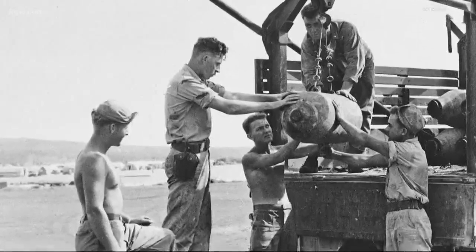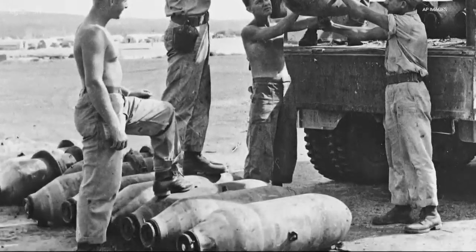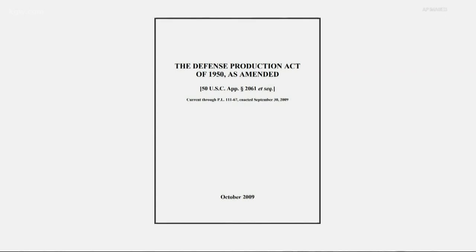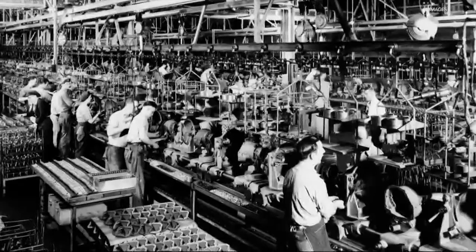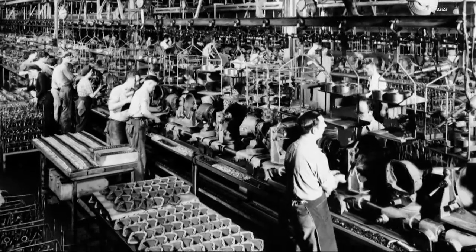When the Korean War broke out, the Truman administration decided they needed something like that again, so they came up with the Defense Production Act of 1950. Basically, it lets the president force businesses to make products that are, as the act puts it, deemed necessary or appropriate to promote the national defense.